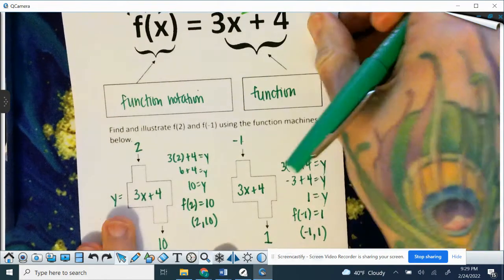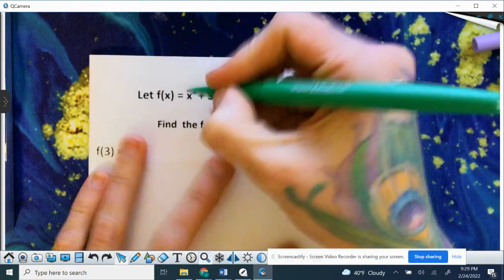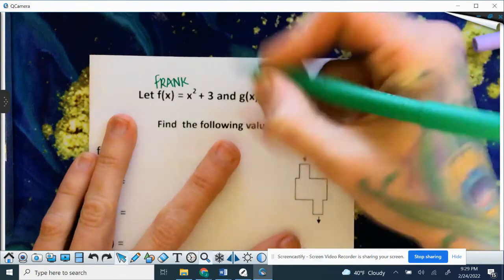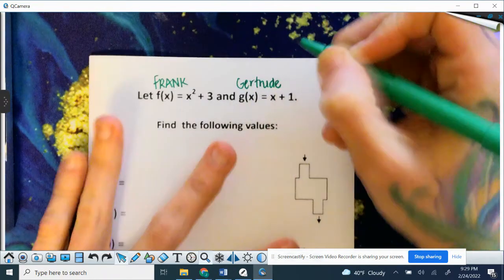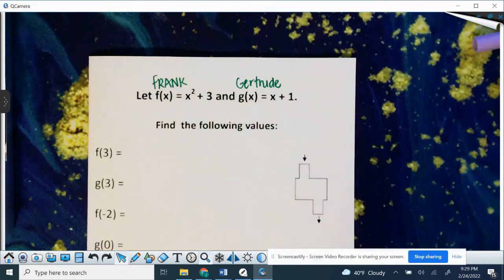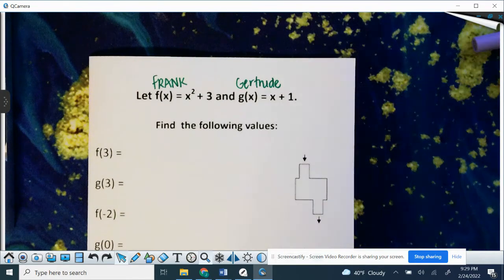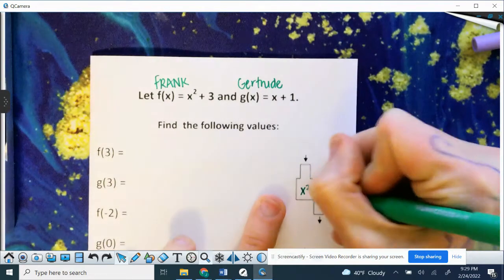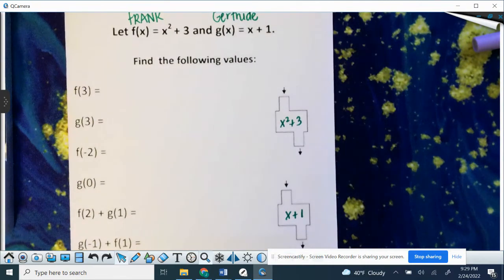Now you're going to use this, like I said, to name functions. So f of x, we'll call this one Frank. So Frank function, because it says f of x. And then g, Gertrude is my favorite g name. So we have Frank and Gertrude, otherwise known as f of x and g of x. That's why the f and g are there, to differentiate between the two functions when there's multiple things that need to be done. So if we were to put x squared plus 3, we've got one function machine, and then x plus 1, we have a second function machine.